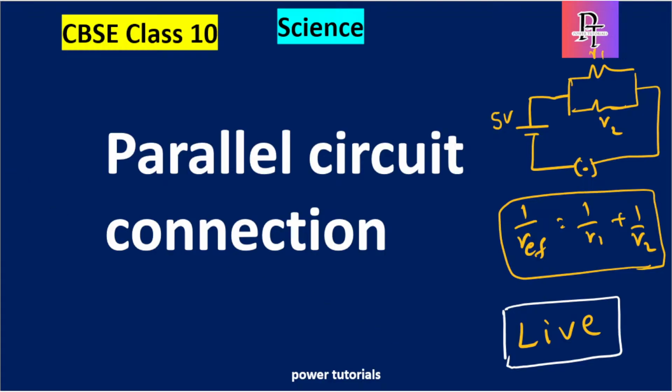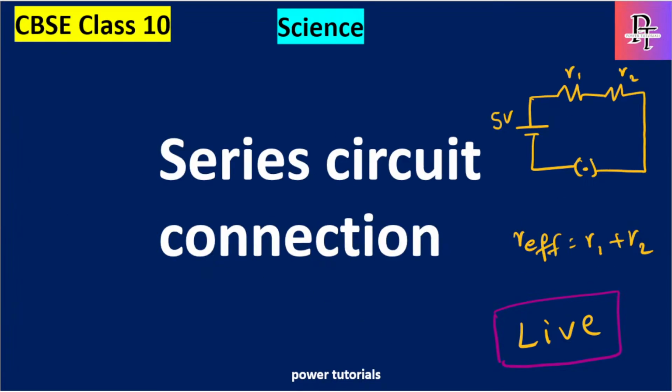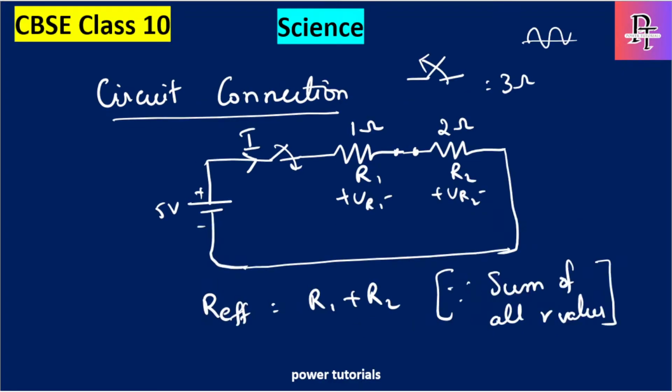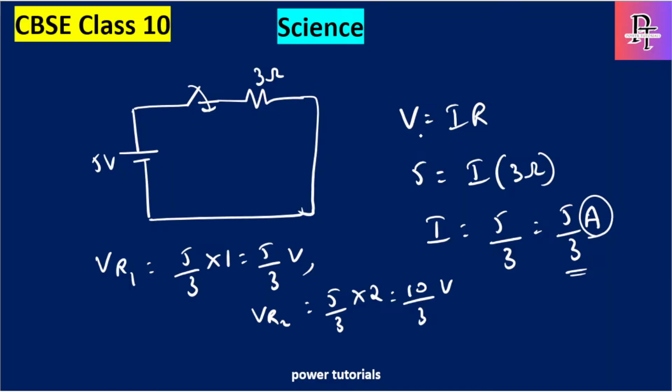Okay, so let's start with the content. I'll give a small recap of what we discussed in the series circuit connection first. In the series circuit video, I explained what a series connection is. I mentioned clearly that if the ending of one resistor is connected to the starting of another, then I can simply say the circuit is in a series connection. Same as this circuit, where you can see we have a 5 volt battery connected to two resistors in series, because the end of one resistor is connected to the start of another resistor.